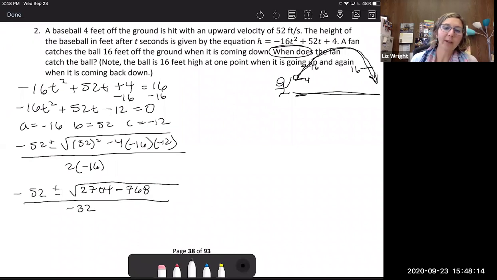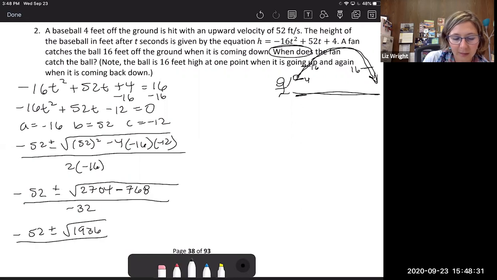All right, so while I've got that 768 still on my calculator, I'm going to make it negative, and then add 2,704 to it. So what's underneath the radical should be 1,936. Now you should be taking the square root of 1,936, and it happens to be a perfect square number, which is great. So then we're going to have plus or minus 44 all over negative 32.